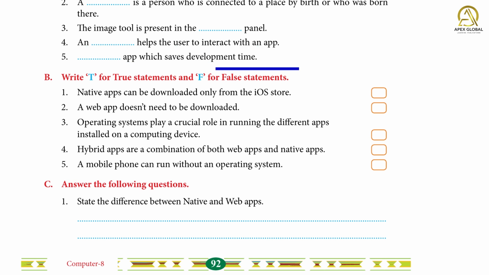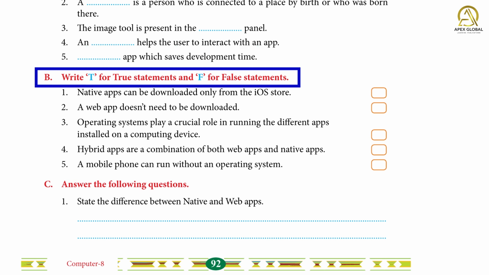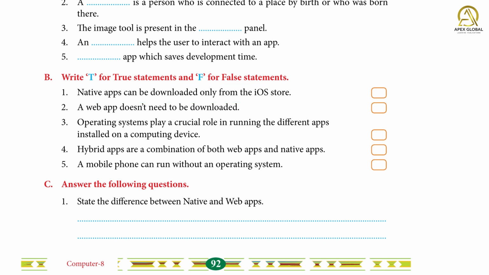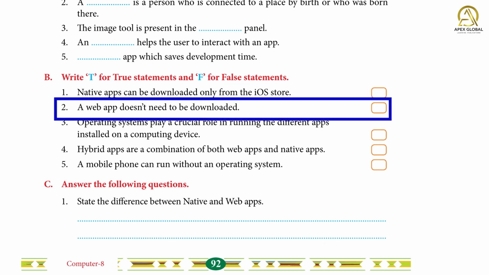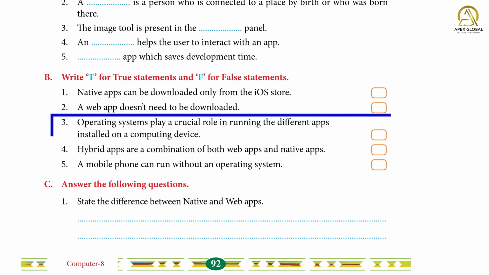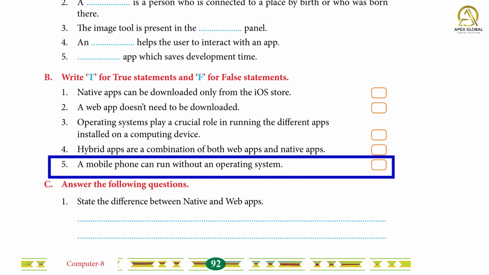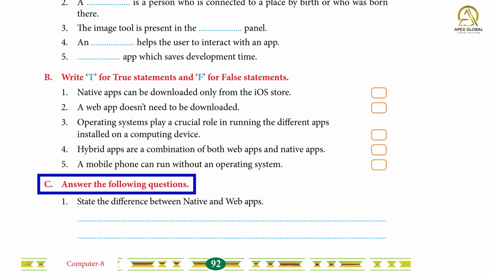B. Write T for true statements and F for false statements. 1. Native apps can be downloaded only from the iOS store. Answer: false. 2. A web app does not need to be downloaded. Answer: true. 3. Operating systems play a crucial role in running the different apps installed on a computing device. Answer: true. 4. Hybrid apps are a combination of both web app and native app. Answer: true. 5. A mobile phone can run without an operating system. Answer: false.